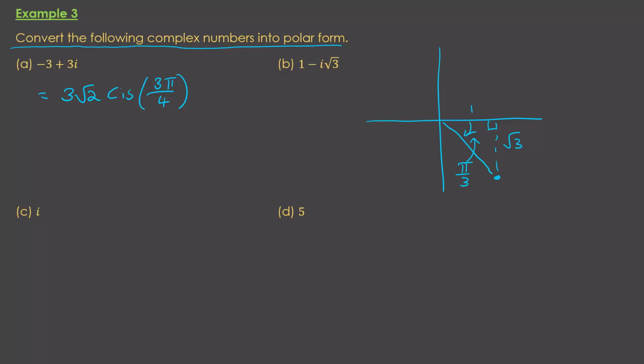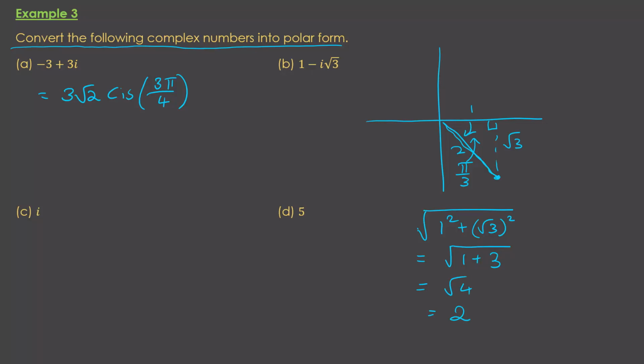To work out the modulus or magnitude of the line, we're going to use Pythagoras' theorem. So we have the square root of 1 squared plus root 3 squared, which is the square root of 1 plus 3, which is root 4, which we know is 2.